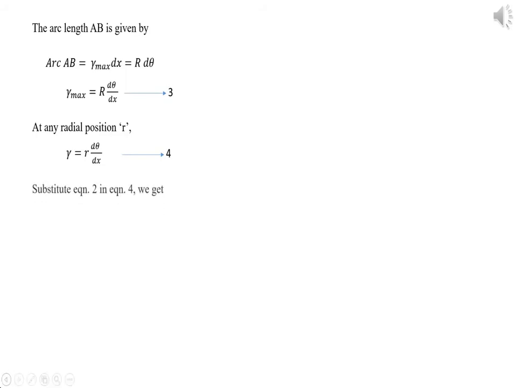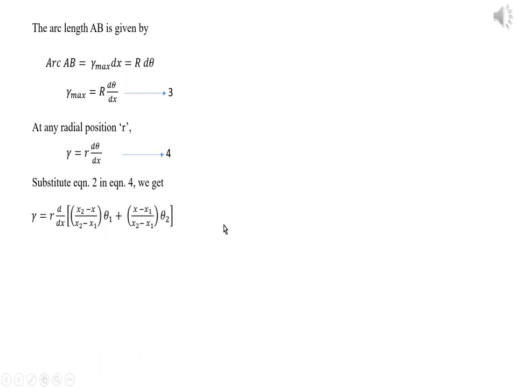Let me substitute equation 2 in equation 4. We get shear strain gamma equal to r d by dx of [(x2 minus x) divided by (x2 minus x1) into theta1 plus (x minus x1) divided by (x2 minus x1) into theta2]. Differentiating this with respect to x, we get shear strain gamma equal to r by LE into (theta2 minus theta1), where LE is x2 minus x1. Let me call this equation 5.